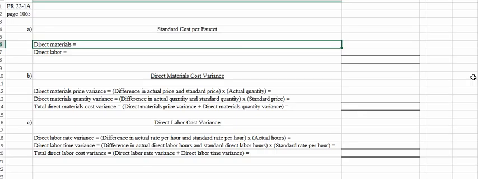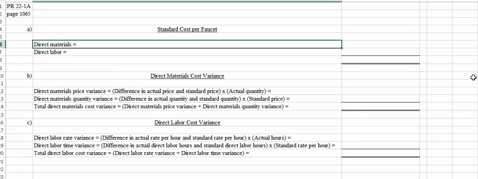We'll do the same thing for direct labor. We'll determine the standard labor rate. We'll determine a standard rate per hour. We'll compare that to the actual rate we paid per hour. Determine a variance there, either positive or negative. We'll call those variances favorable or unfavorable. And then we'll also determine a direct labor time variance. Compare the actual direct labor hours versus what we had budgeted or our standard direct labor hours, and determine a variance there.